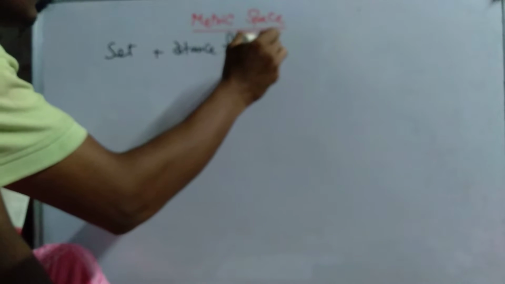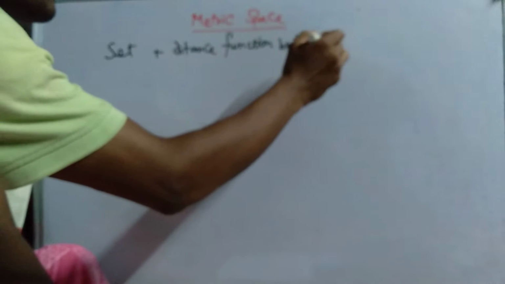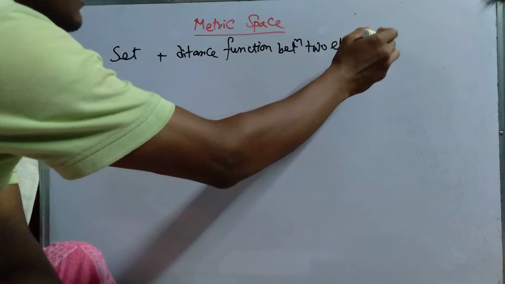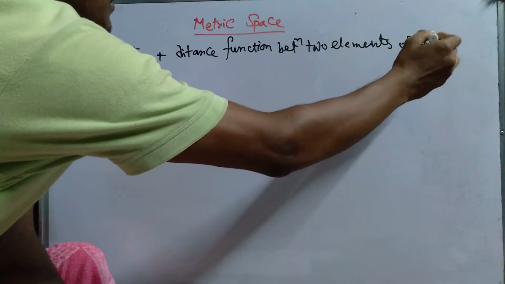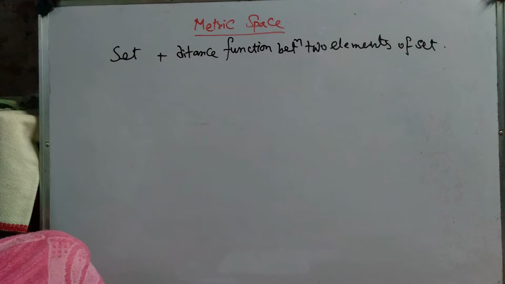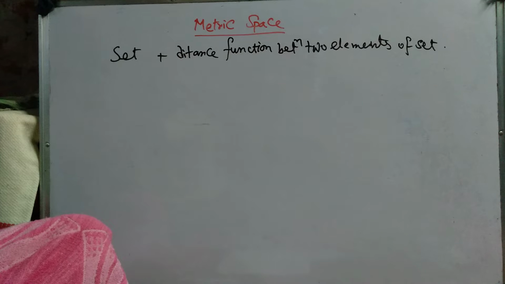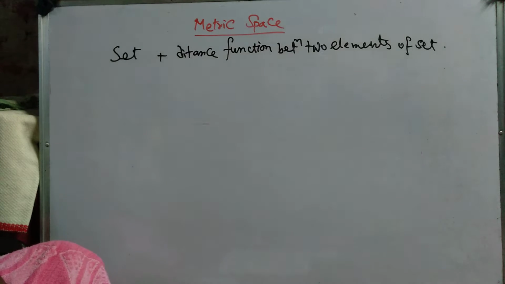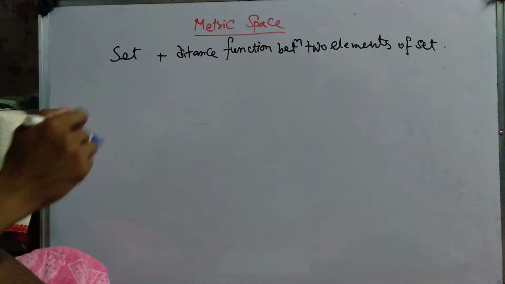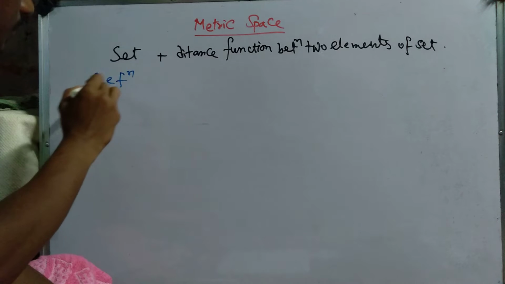its elements. That means a set and one distance function between two elements of the set is called a metric. A metric space is a set in which we talk of the distance between any two of its elements. Okay, now we write the definition properly.